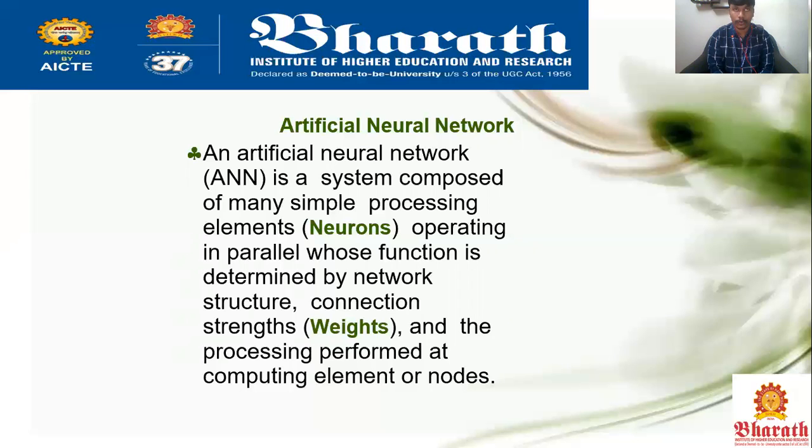The processing performed by the computing elements or nodes is considered the artificial neural network. So the biological neural network has soma and dendrites for transmitting information. They use soma for transmitting, and for receiving the response, they use the dendrites. It has synapses, axon, cell nucleus, and cell body as the units of BNN, the biological neural network. But ANN, the artificial neural network, is developed and constructed artificially to perform the same function as BNN.